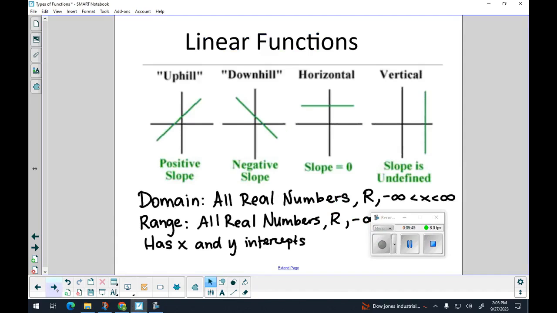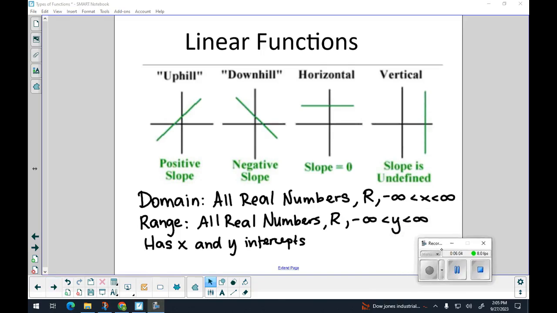Okay, so let's talk about linear functions a little bit more in depth. So we have our 4 different types of slope. One positive uphill, negative slope downhill, horizontal slope is equal to 0, and vertical slope is undefined. It's like you fell off the cliff. And so linear functions have a domain of all real numbers as well as a range of all real numbers, because it goes on and on forever in either direction, and it has x and y intercepts. Okay, so go ahead and copy this information down.